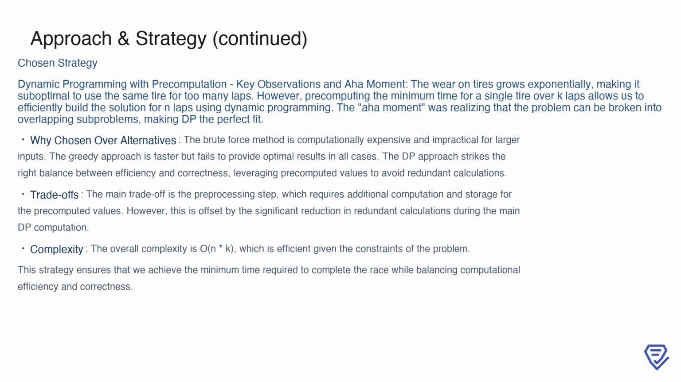The chosen strategy to solve this problem is dynamic programming with pre-computation. A key observation is that tire wear grows exponentially, making it inefficient to use the same tire for too many laps. By pre-computing the minimum time for completing k laps with a single tire, we can efficiently construct the solution for n laps using the principles of dynamic programming.